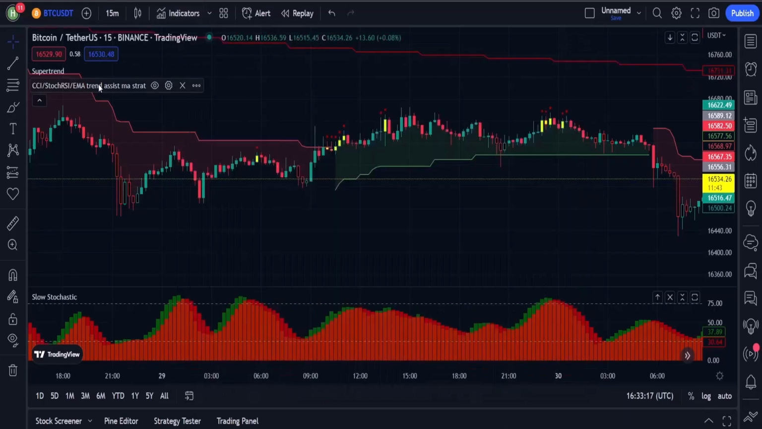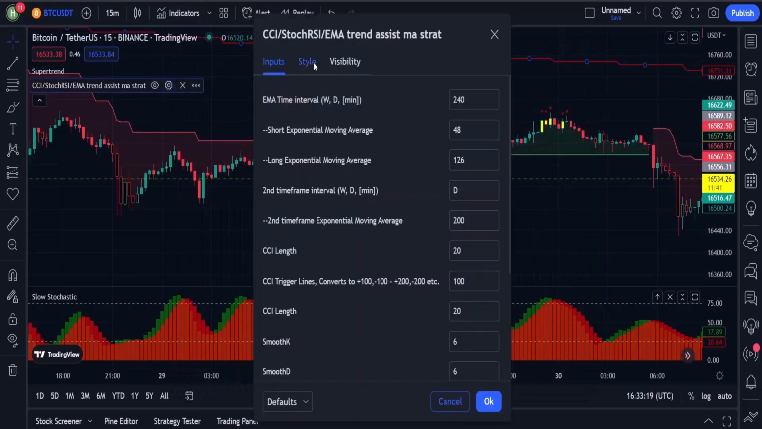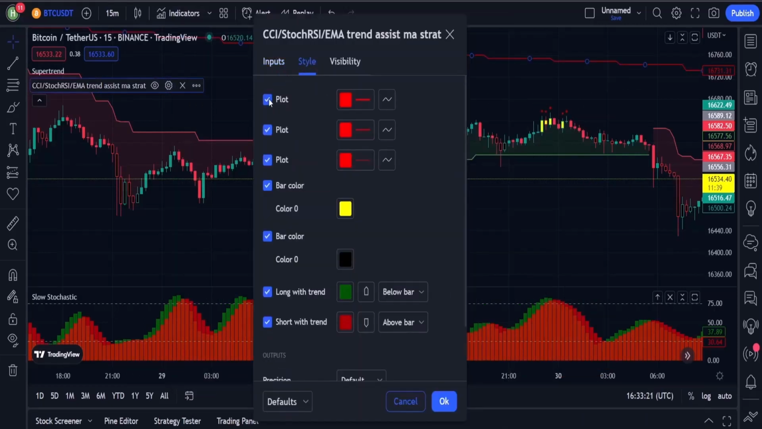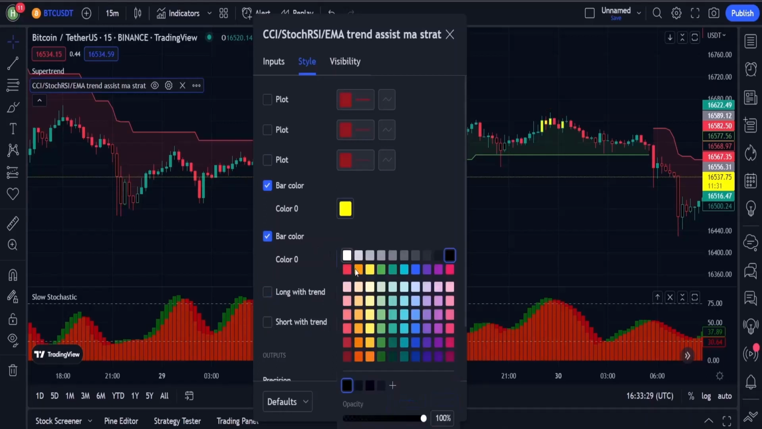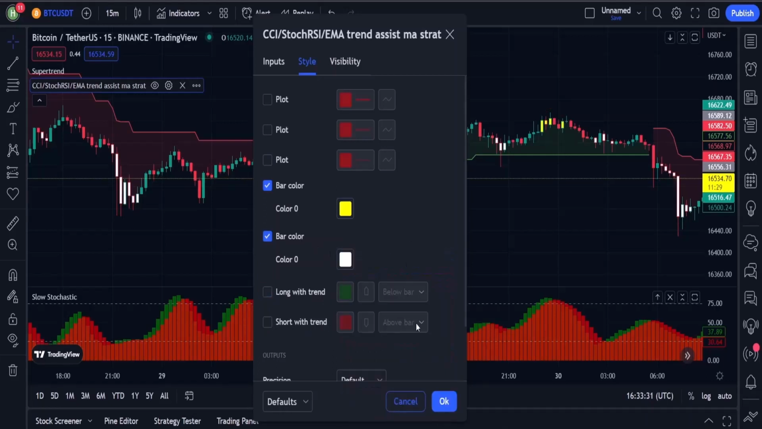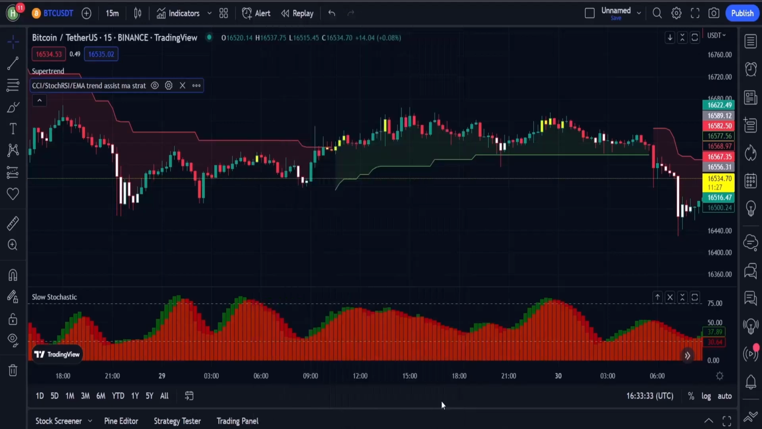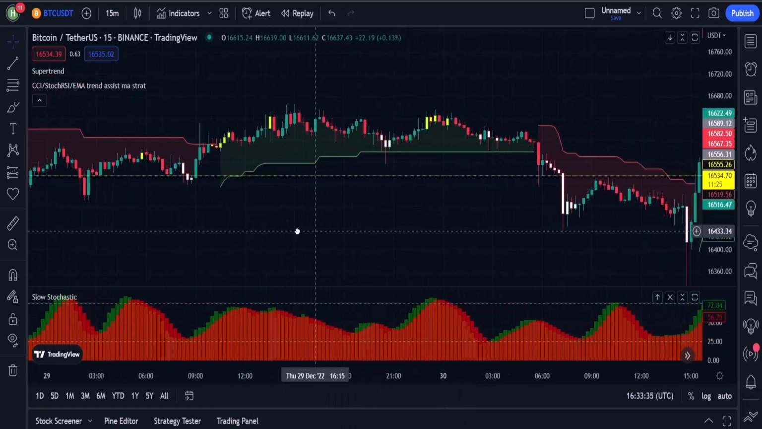Now let's open the settings and change some style options, so that they appear clearly. In the Style section, remove these options. Scroll down and remove these 2 as well. After this, we'll change the bar's color from black to white in order to make it more visible. After all of this is done, click OK, and now our chart is completely set and ready for trading.